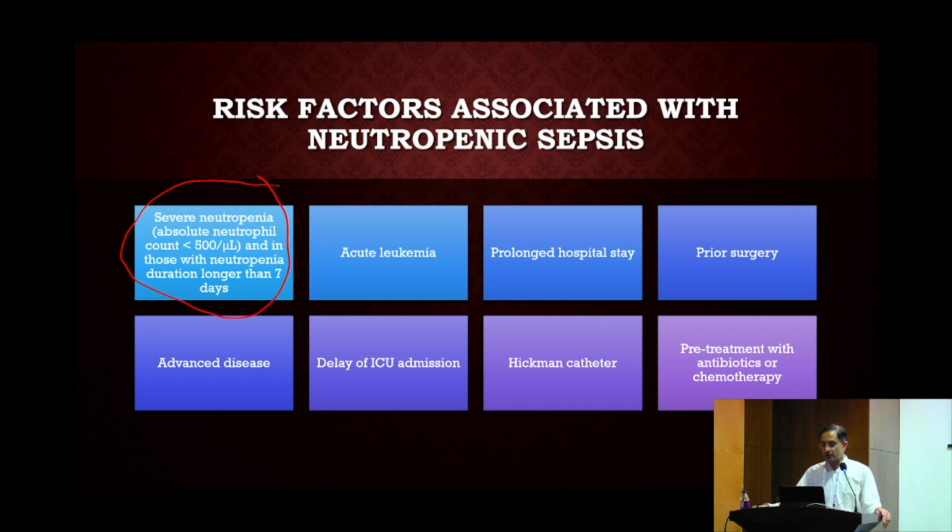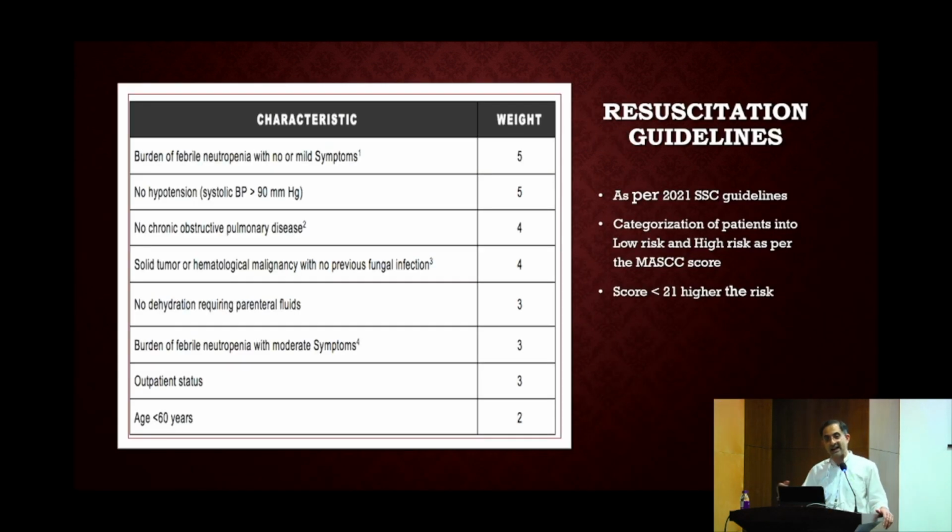Of course, prolonged hospitalization, recent surgery, advanced form of the disease, delay of ICU admission, long stay in the hospital, previous procedures, exposure to antibiotics, exposure to chemotherapy agents, presence of an indwelling catheter. These are all general risk factors that we talk about for ICU illnesses, and they hold good, and they also add to the mortality and morbidity or the risk of developing neutropenic sepsis.